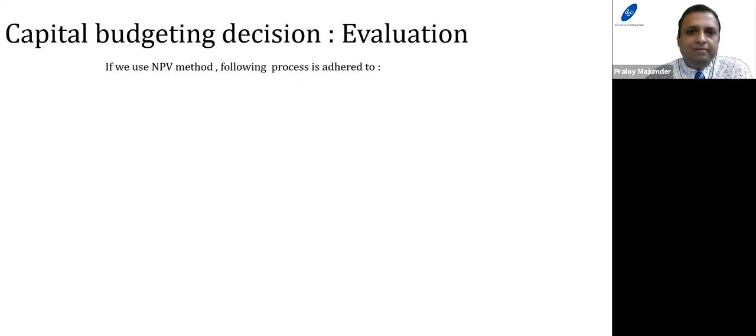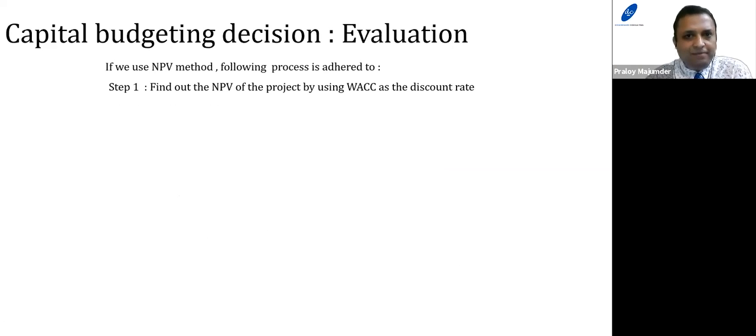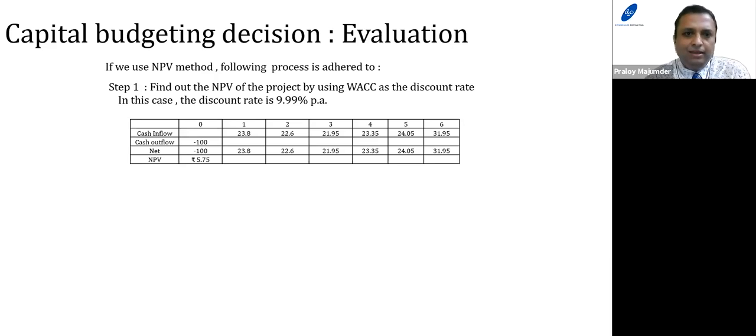If we use the NPV method, the following process is adhered to. First, find out the NPV of the project. If you can recollect, for calculation of NPV, we need a discount rate. So what is the discount rate? Weighted average cost of capital is the discount rate. So first you find out the weighted average cost of capital, then you find out the cash flows, and then you find out the NPV. In this case, at a discount rate of 9.99%, it is 5.75 lakhs.